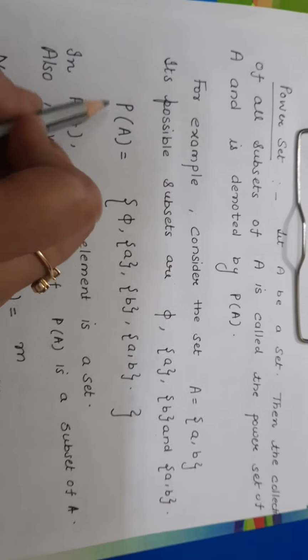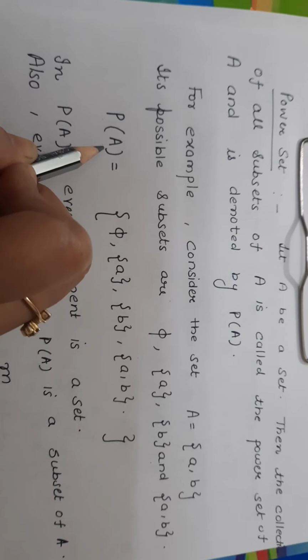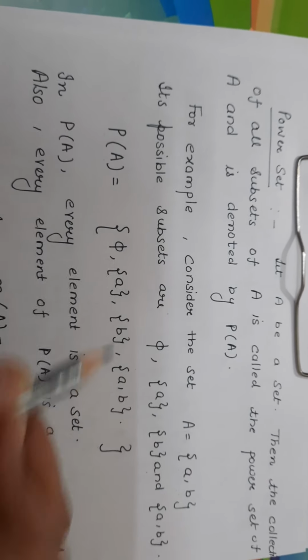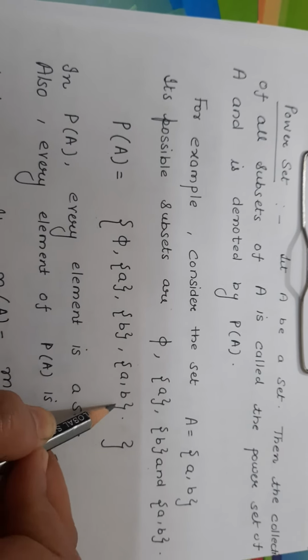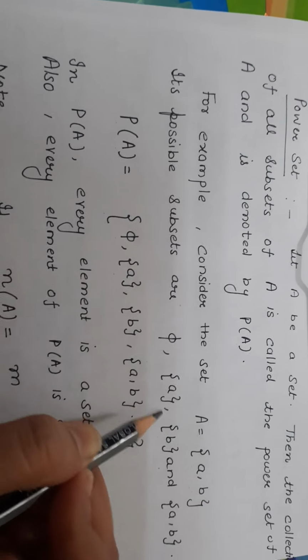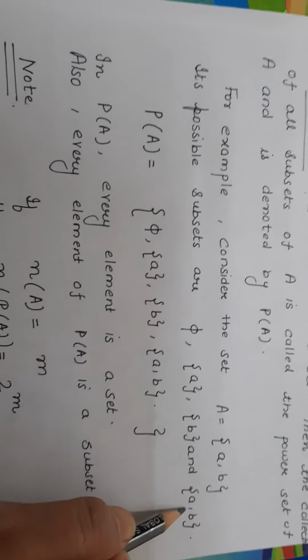For writing the power set, it is clear from the name, this is a set. So we are going to apply the brackets of a set, these curly brackets, and then we are going to write all its subsets. First is phi. Next singleton set {a}, next singleton set {b}, and then set {a, b}, right?